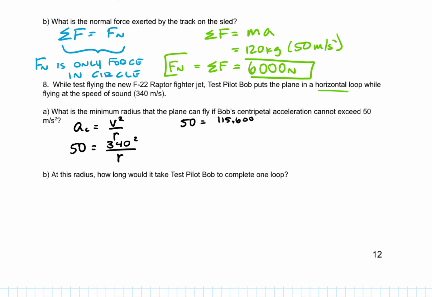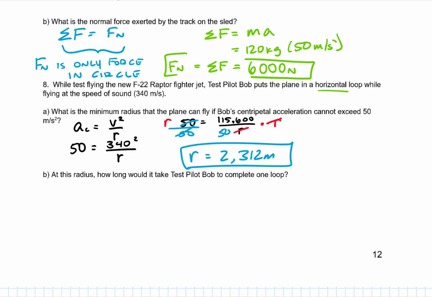So we're going to go ahead and square that out. 50 is equal to 115,600 divided by r. We're going to multiply both sides by r. It gets rid of the r. We want the r by itself now that it's on top. So we're going to divide by 50. So r is equal to 115,600 divided by 50, or 2,312 meters.